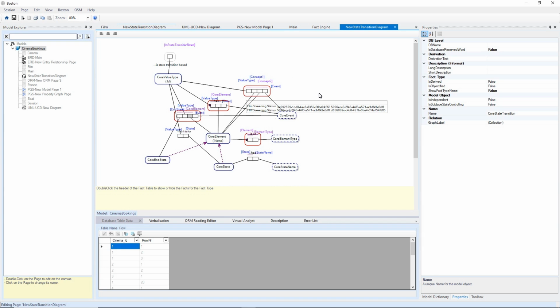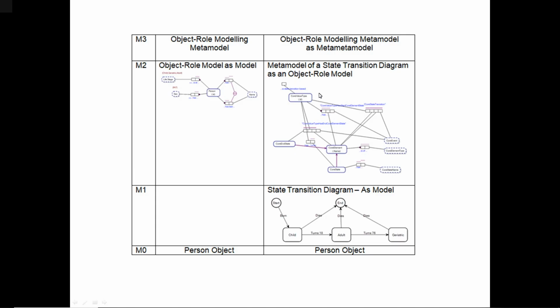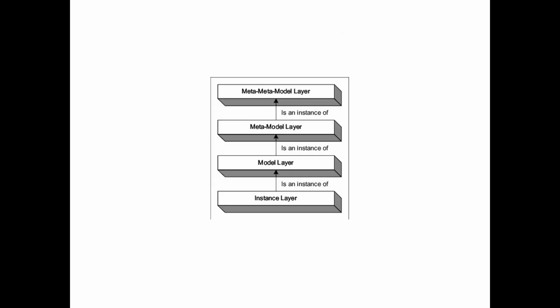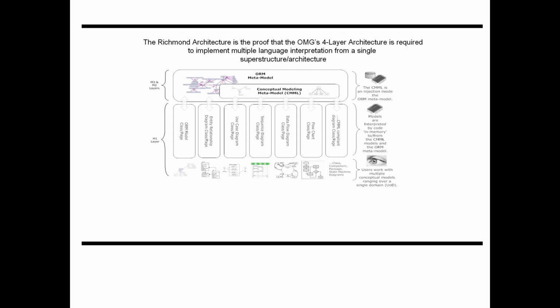Now that's our 4-layer architecture. So when we're looking at object role models, we're looking at 3 layers, with object role modeling meta model as a meta model. When we look at, say, a state transition diagram or a UML diagram, we have a 4-layer architecture, which is we don't need to reinvent the wheel. This sort of technology has been around for a long time now. This is a picture from the OMG's MOF, and similarly for the OMG MOF, and as used with XMI, etc. And I call that the Richmond Architecture.